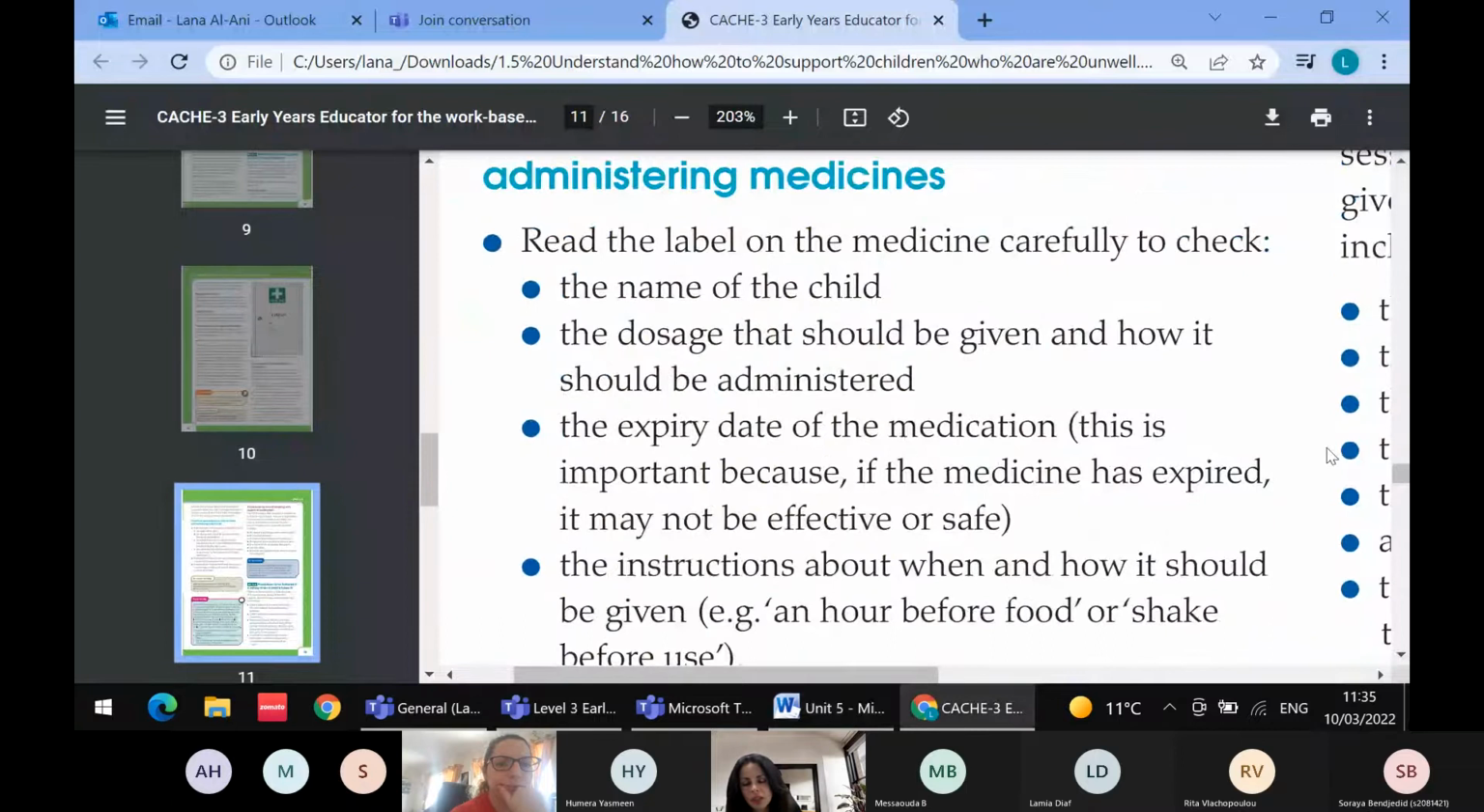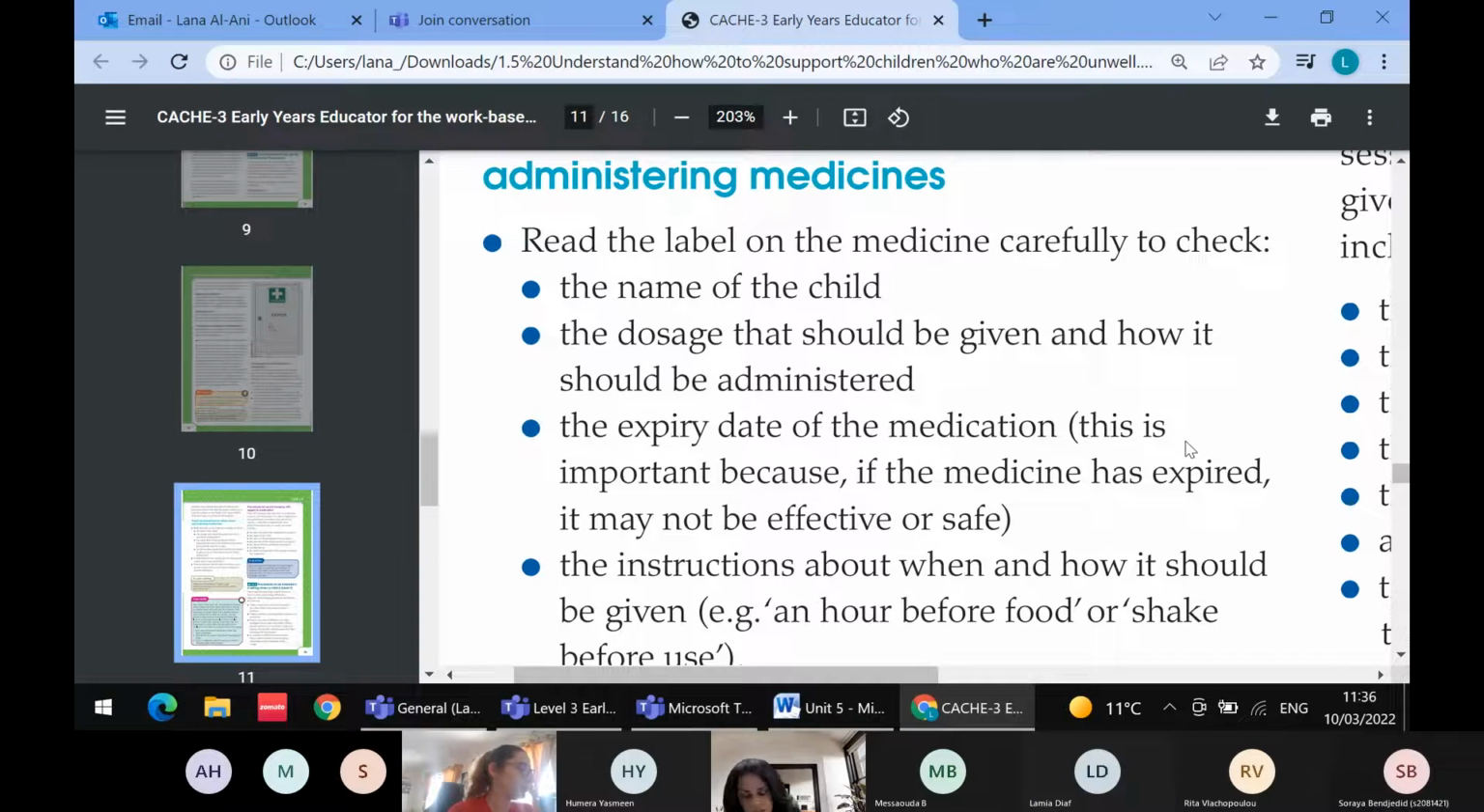So first of all, the process you follow. First of all, I read the label of the medication carefully. And also the name of the child should be on the medicine. It's very important because you might mix them up. If there are two children who have got the same medication, you need to make sure that you give the child their own medicine. So you need the name of the child on the medicine as well. Picture, sometimes. Yes, and also the diagnosis that was given to you by the parents is very important.